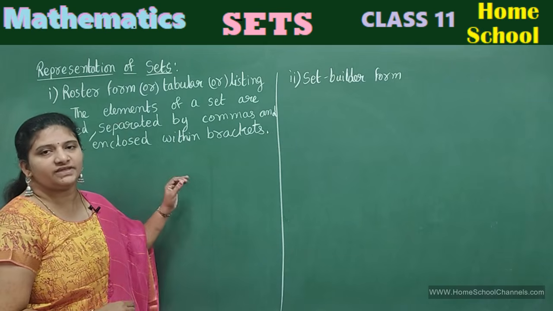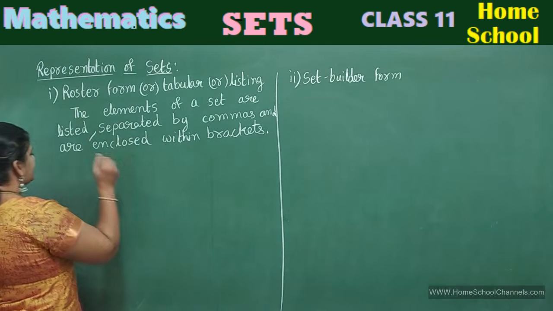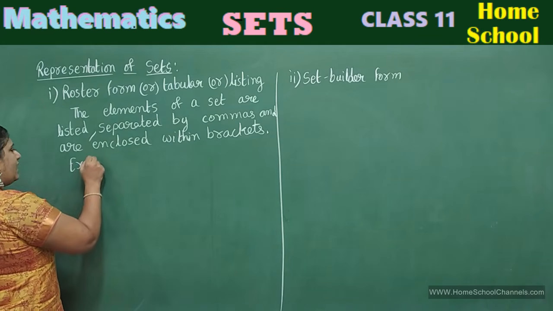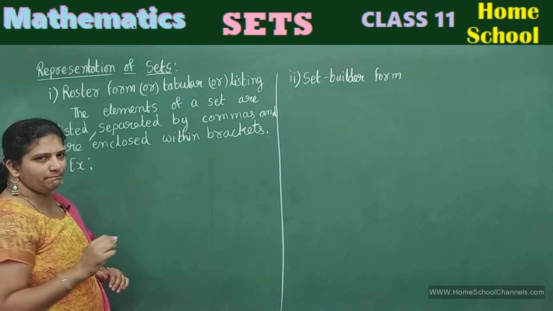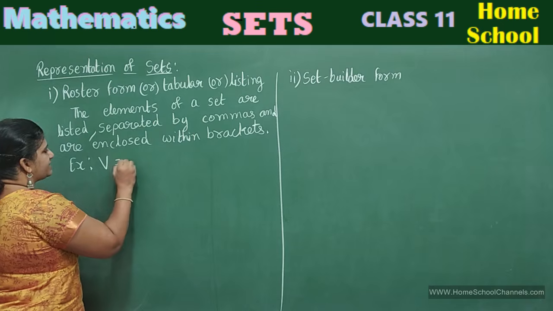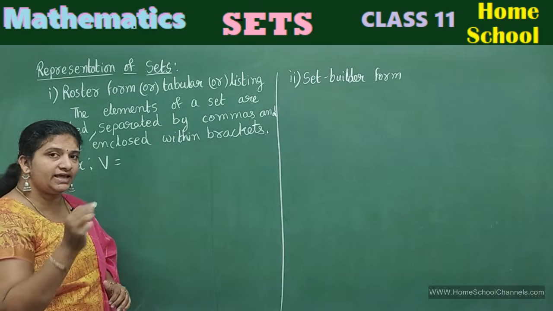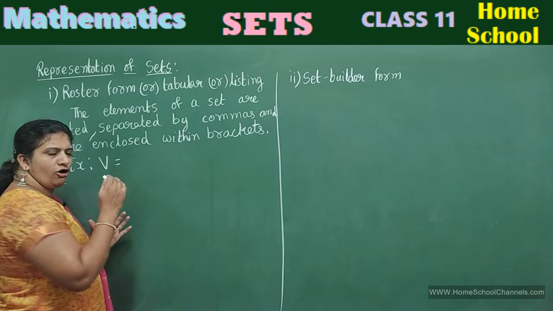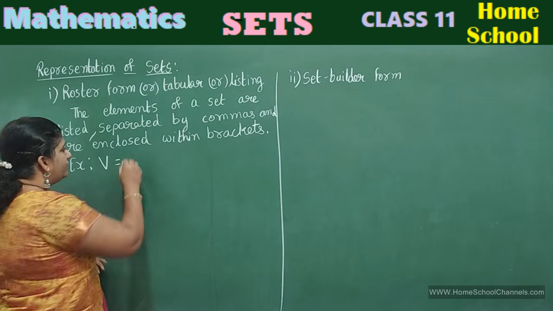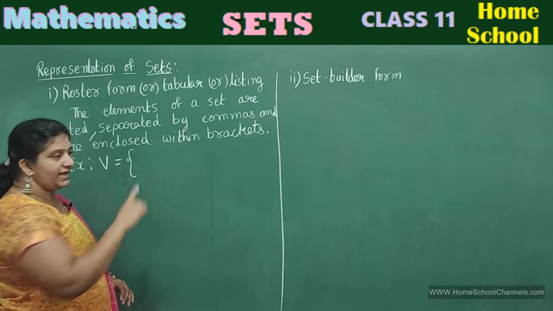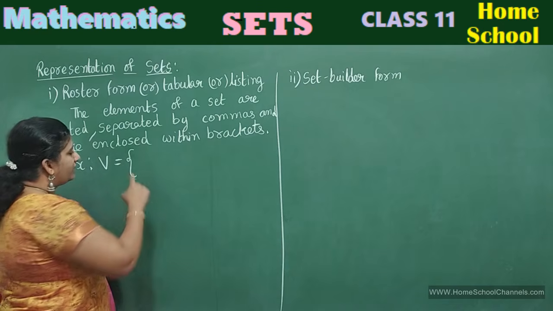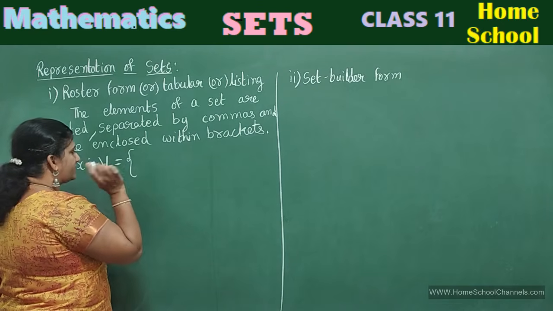Are enclosed within brackets. Example. Suppose I take any example, let me take vowels of the English alphabet. What are all the vowels of the English alphabet? We start writing with a flower bracket, enclosed within brackets, right? Curly brackets or flower brackets.